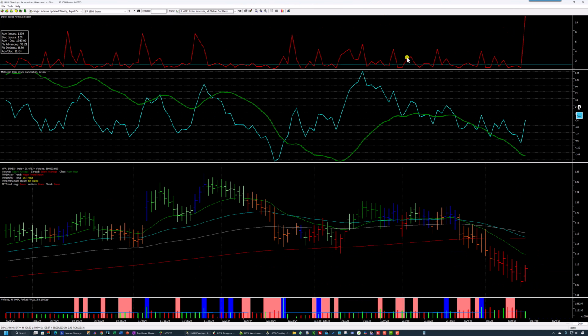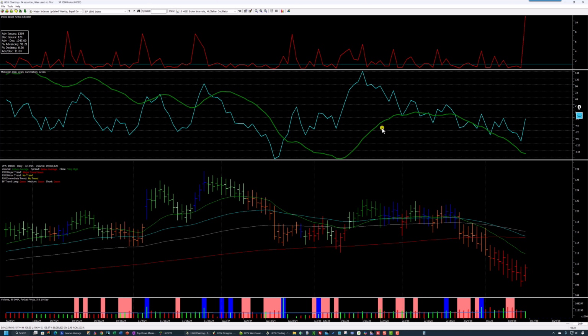Here's a McClellan oscillator. It turned up. Summation did not. This lags, of course, and like I said in yesterday's video, I really don't use this much, but it's just nice to get a visual. And this big red spike up here is advancing issues over declining issues, a big spike up on the advancing volume versus the declining.